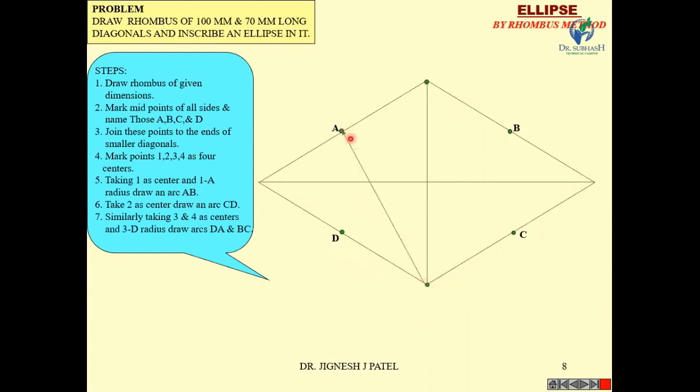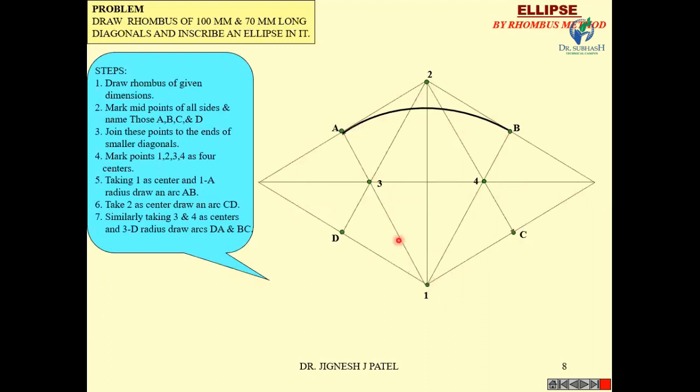Now join this A with this corner. Also join this B with this corner. Join D with the opposite corner and join C with the opposite corner. Now these intersection points are 1, 2, 3 and 4. Now with 1 as center and radius equal to 1A, draw one arc.